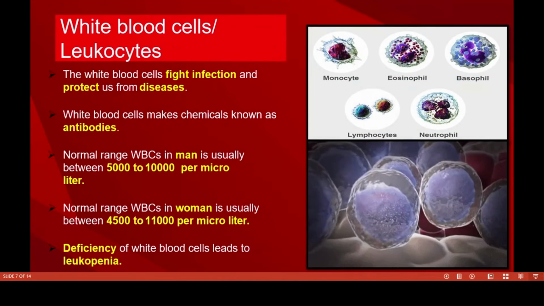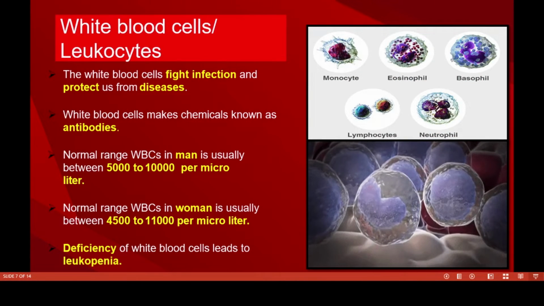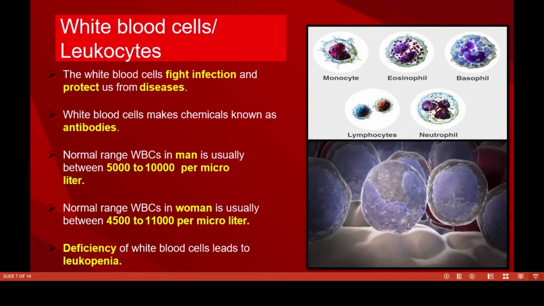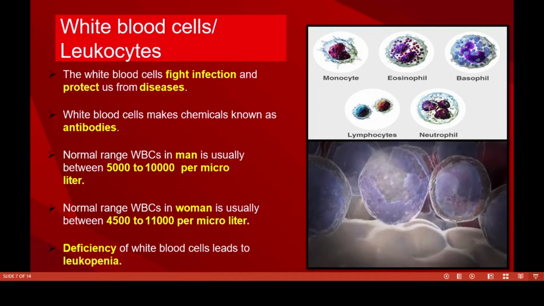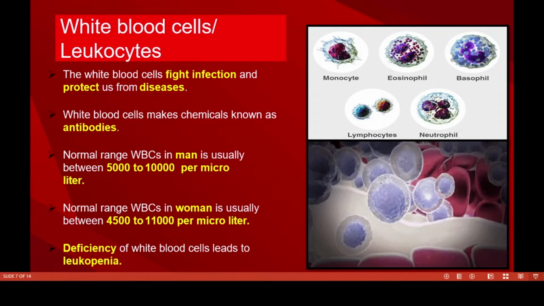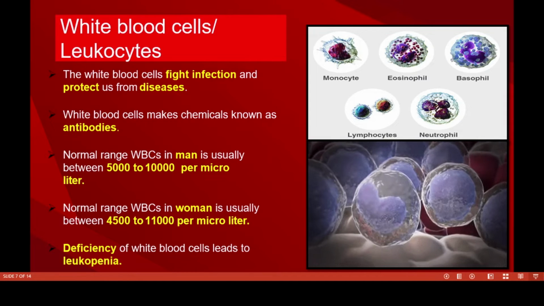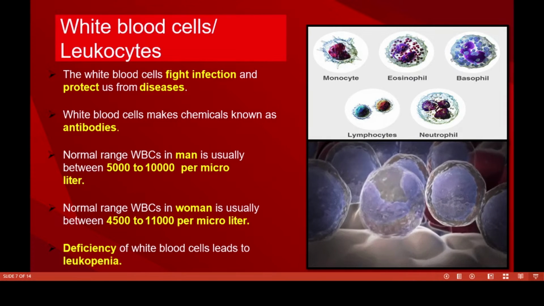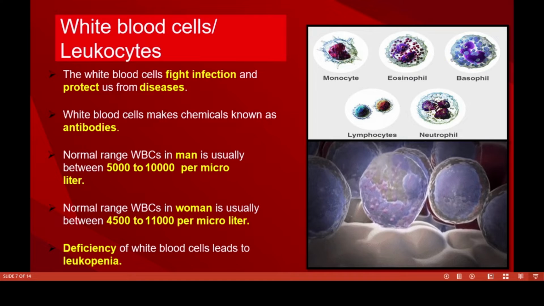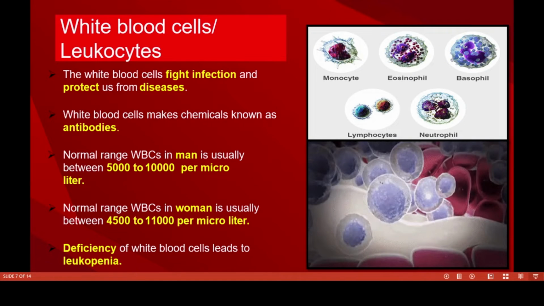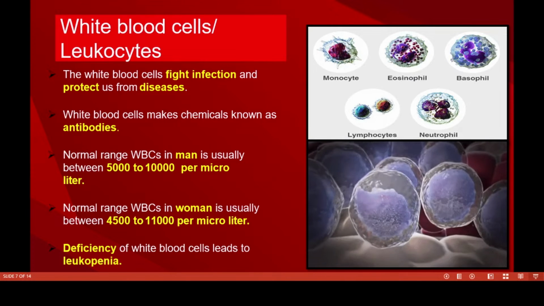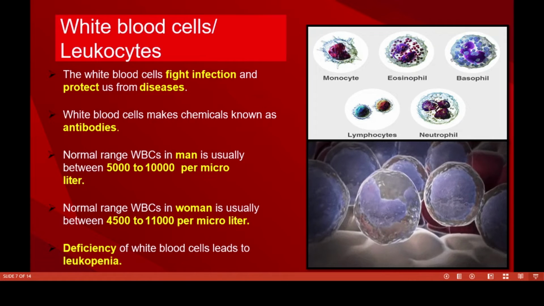Next, white blood cells, also known as leukocytes. What is the main function of the white blood cells? Fight against infection and protect us from disease, keeping the body free from disease. Some white blood cells are known as antibodies, namely IgG, immunoglobulin G. It's the most numerous in the human blood.